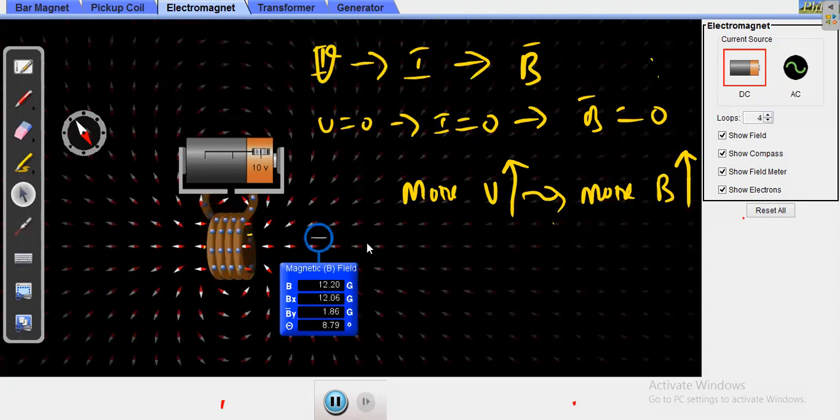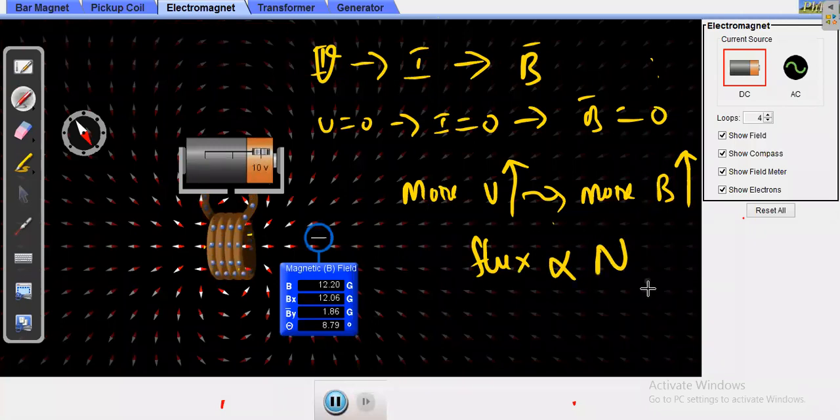That means what? By keeping everything constant, if you vary the number of turns, then the magnetic flux also will vary. So what is the idea here? The magnetic flux B produced by the electromagnet is directly proportional to the number of coil turns. If the number of turns increases, then the flux also will increase.